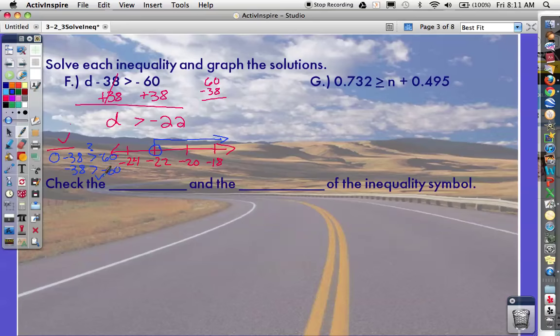On the next one, undo what's being done. We are adding 0.495 to n, so let's subtract it from both sides. They cancel on the right, and you have n. We're keeping the symbol the same there. And now we just need to subtract these decimals. We're going to have to carry a little bit.